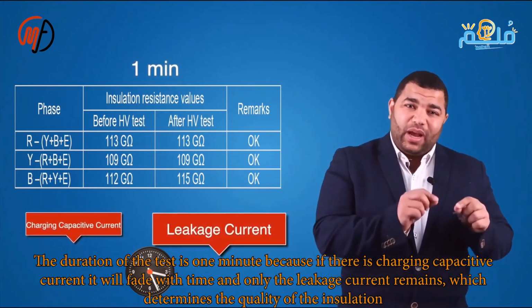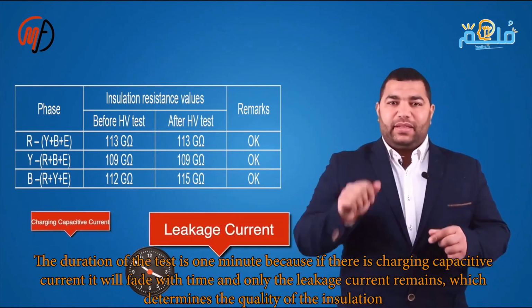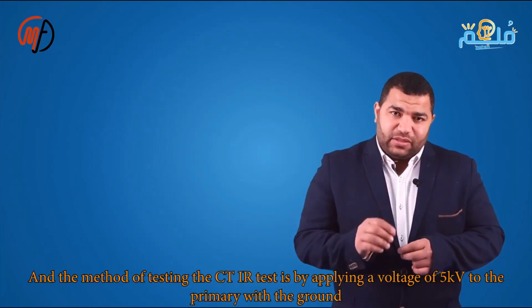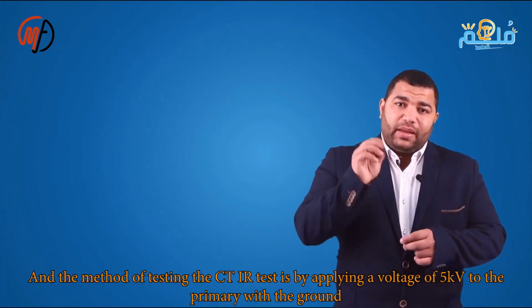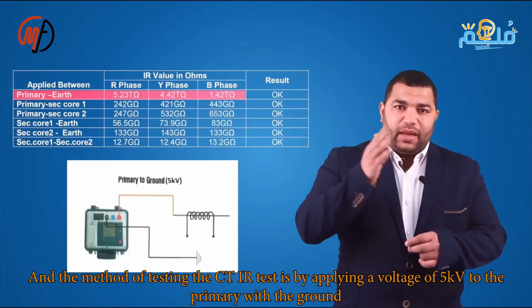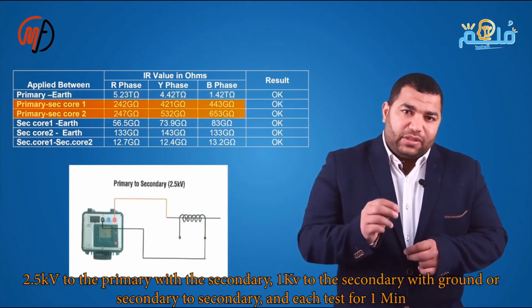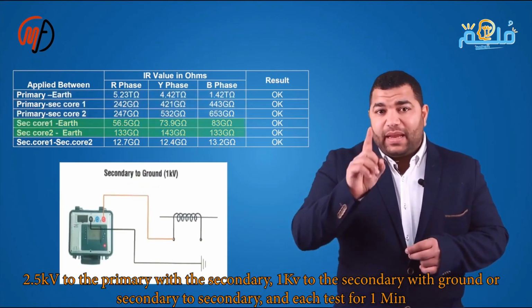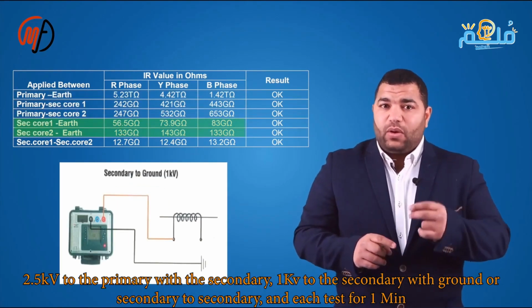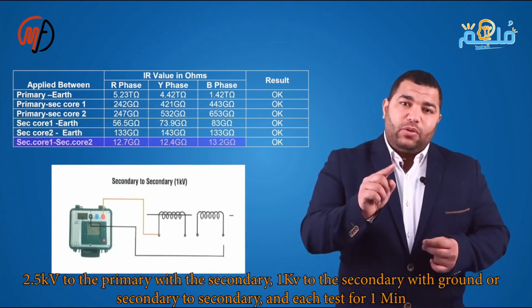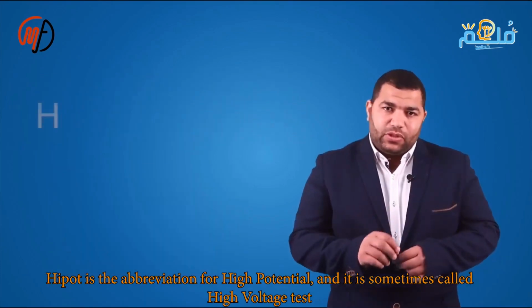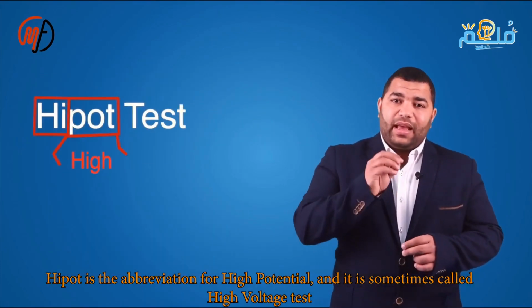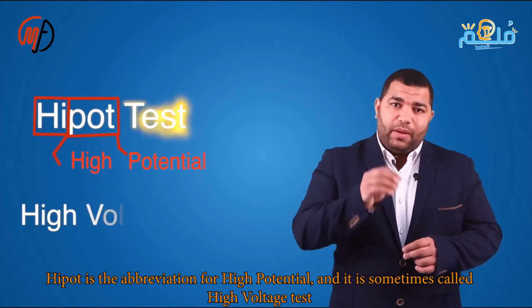The hypot test or high voltage test uses the same method as the VT episode. It can use AC or DC voltage applied for 1 minute on new equipment as per the table. For example, apply 5 kV on primary to secondary, 1 kV on secondary, and 1 kilovolt on the secondary to ground, all done for 1 minute.